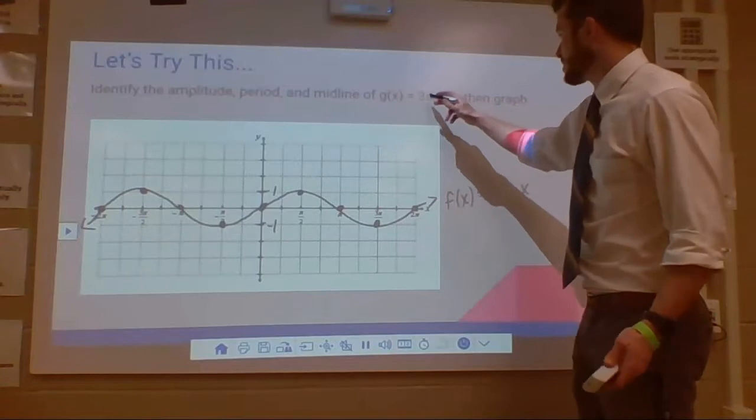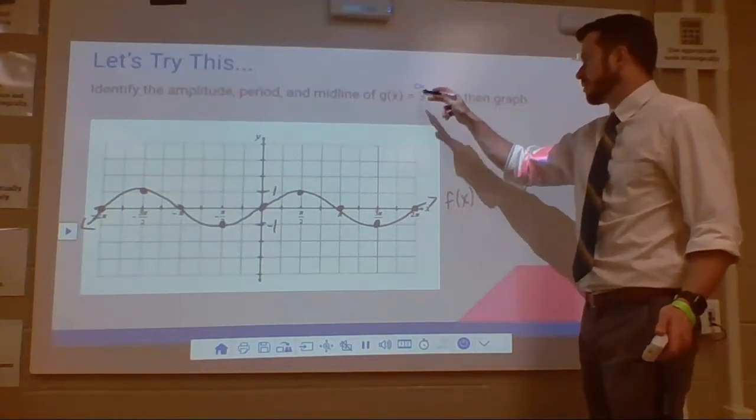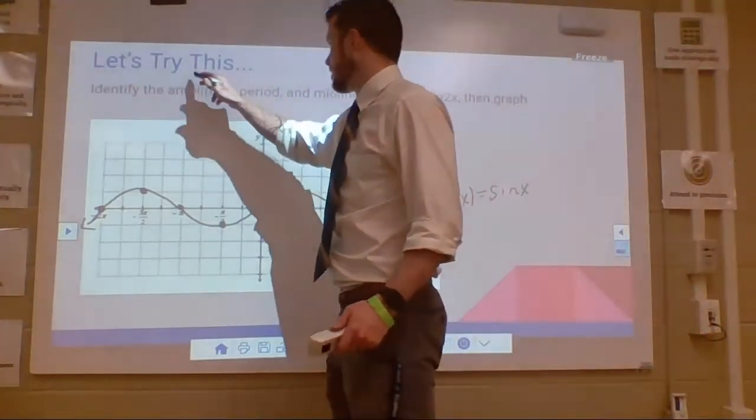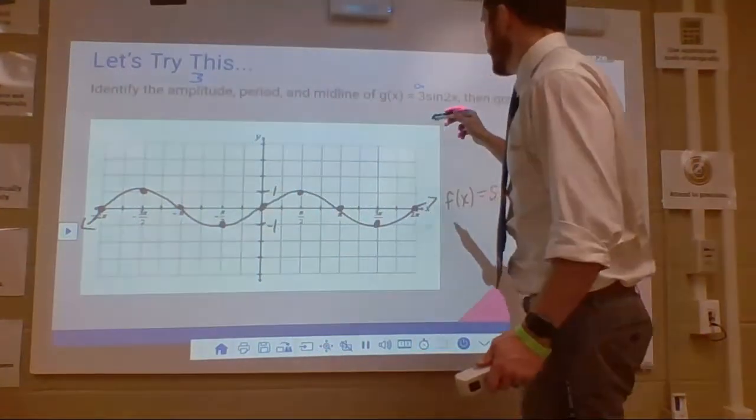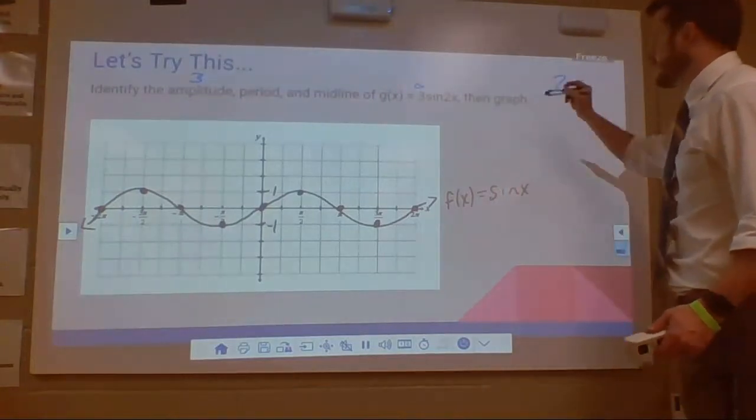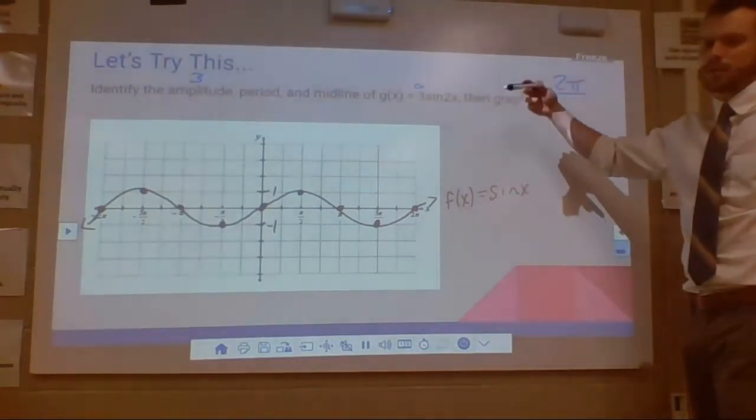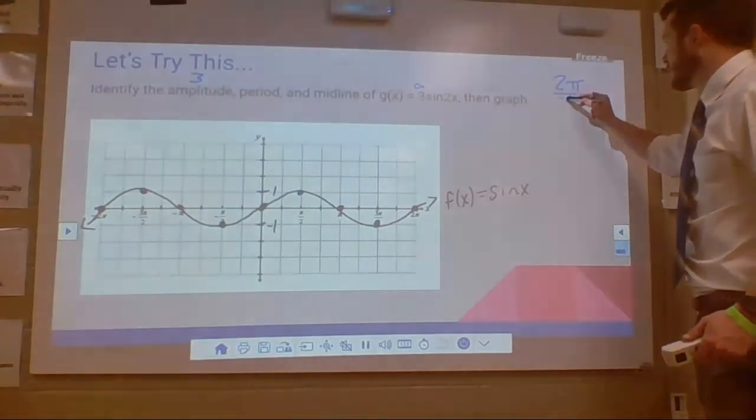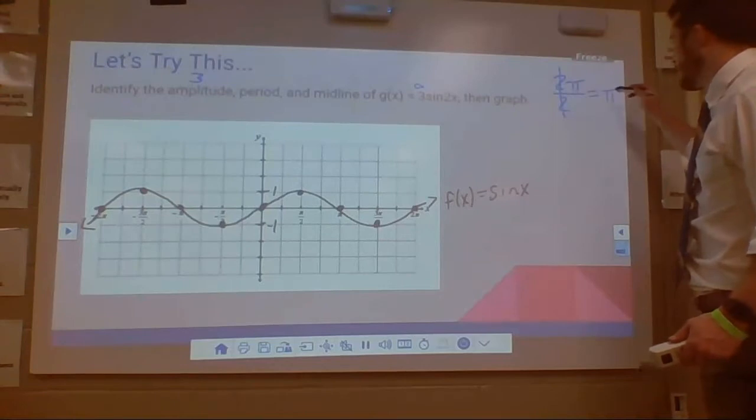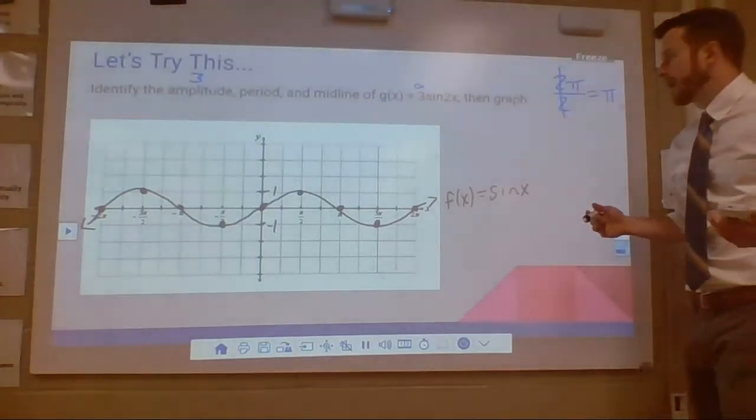So the amplitude, what's the amplitude? Well, here's a, so it's the absolute value of a, absolute value of 3. Well, the amplitude is just going to be 3. The period is going to be 2 pi over the absolute value of b. Well, what is b? It's 2. So the absolute value of 2 is just 2. So 2 pi over 2, well, that's going to equal, the 2's will cancel out, right? So that'll be pi. So the period is going to be pi.